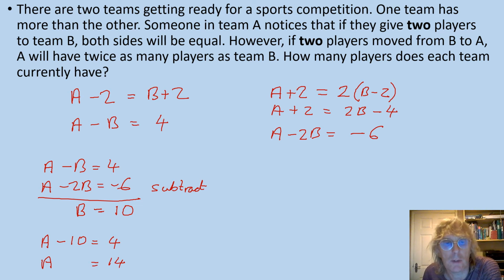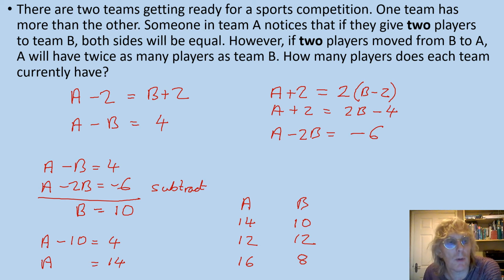And that's great. So we can see at the start, Team A, Team B. So at the start, A had 14 people, Team B had 10. A gives 2 to B, they'll have 12 and 12. If B gives 2 to A, they would have 16, and B would have 8. And you can see 16 is twice 8.